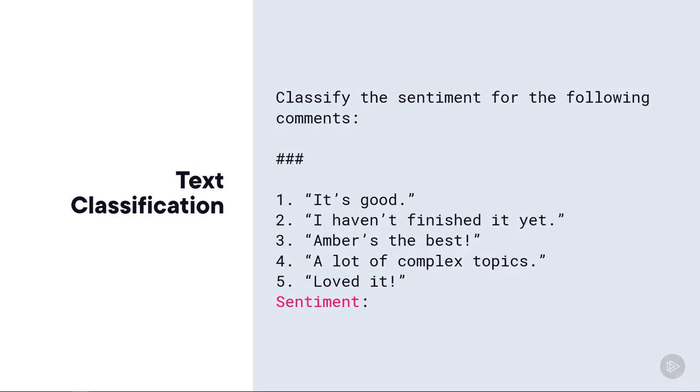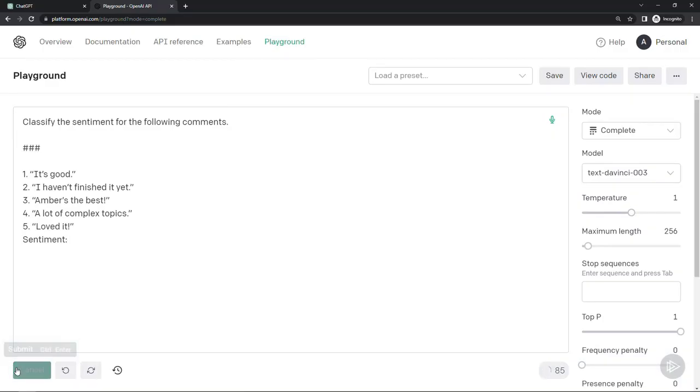And then building on that, we can be even more efficient by asking it to classify more than one comment at a time. But once again, leading it with that sentiment word at the end there to get it started. And this time you'll see it gives us sentiment for each of our comments with the 5 different options here.